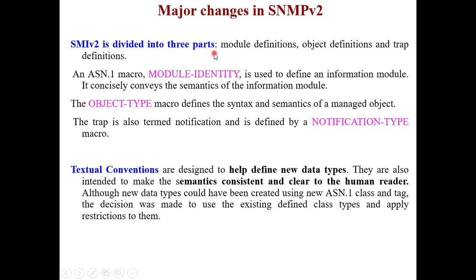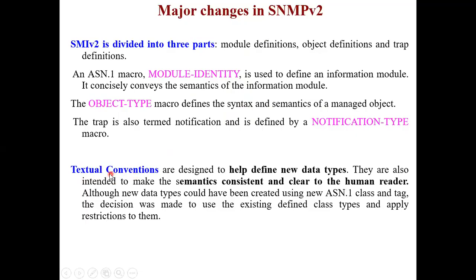SMI version 2 is divided into 3 parts. A little bit about the SMI: we have a module definition, object definition, and trap definition. In an ASN.1 macro, module identity is used to define an information module. This is just information about SMI version 2. Trap is under the notification type, and the object type macro defines the syntax and semantics of a managed object. So for these 3 parts, there is a one sentence description.